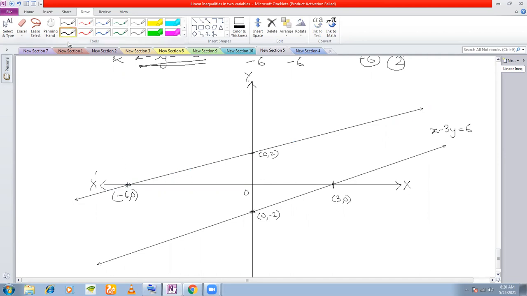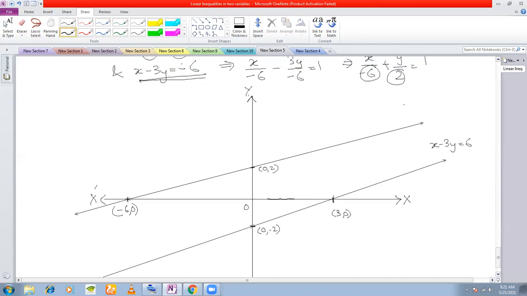When you're drawing in your sheet, you'll be taking 1 centimeter here, then 1 centimeter here. If you draw that way, you'll be getting quite an accurate figure. So here, we have drawn the 2 straight lines. Let us label the straight line also. This is x minus 3y is equal to minus 6.